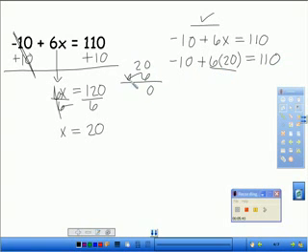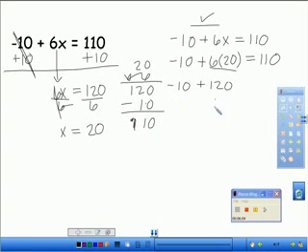6 times 0 is 0, and 6 times 2 is 12. So negative 10 plus 120, well, they have different signs, so you have to find the difference. 120 minus 10 is 110. So 110 equals what we get on the right side, so we got the problem correct.